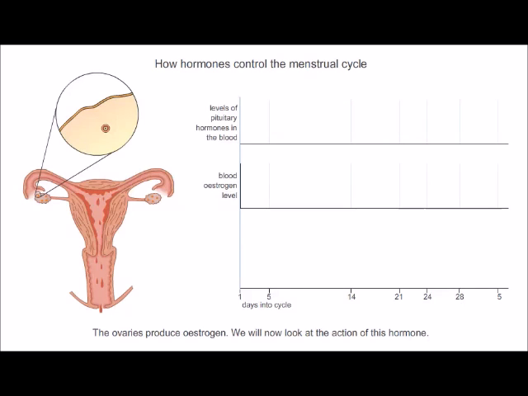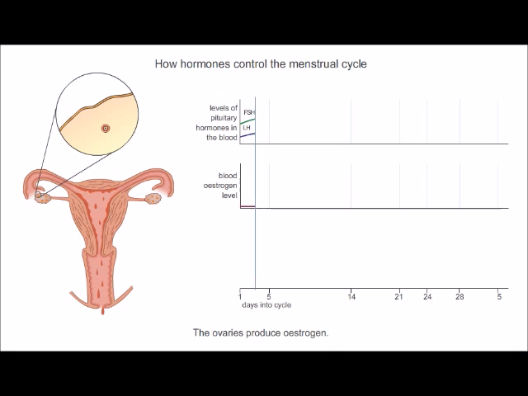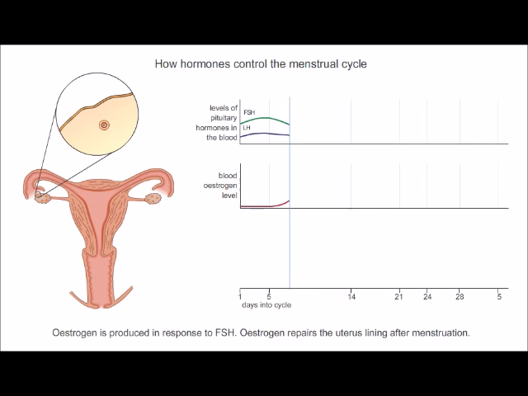So let's now look at the production of estrogen by the ovary and the action of the hormone. At the beginning of the cycle, estrogen levels are low and follicle stimulating hormone levels have increased at this point. Once the follicle is developing, estrogen levels rise, and that decreases the level of follicle stimulating hormone. The estrogen is responsible for the repair of the uterus lining.